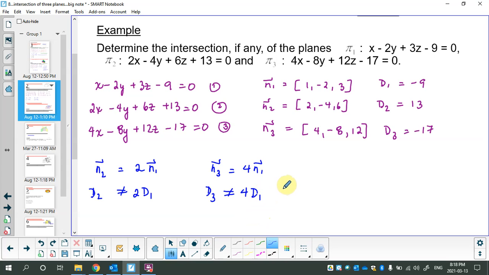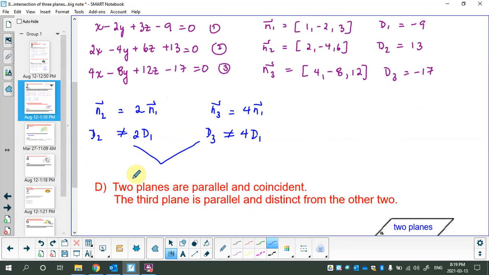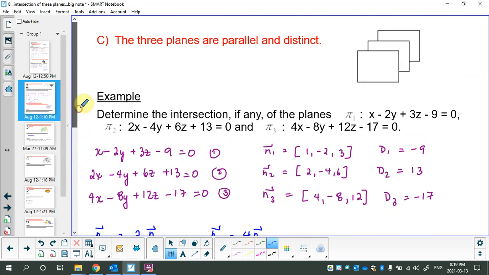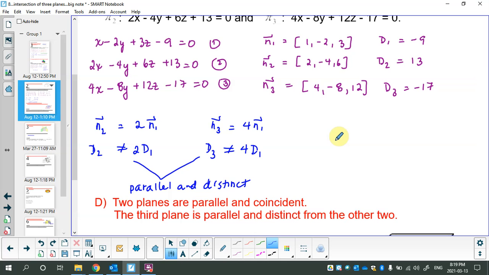So that means we have 3 planes that are parallel and distinct, meaning that they are all parallel, but they lie kind of one on top of each other, but not touching. So there's space in between all of them. They're sitting at different levels in space. And when that is the case, you get to say that there's no intersection. And this is why there's no intersection.